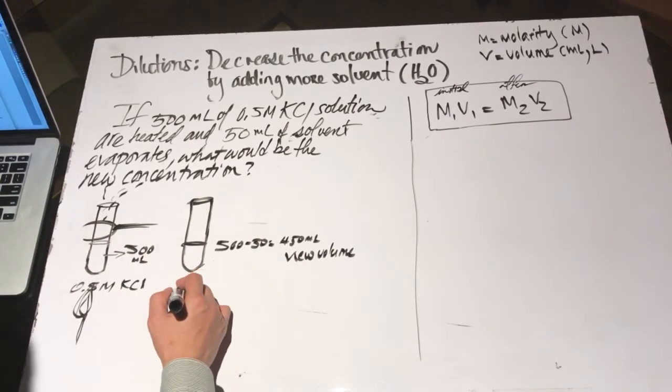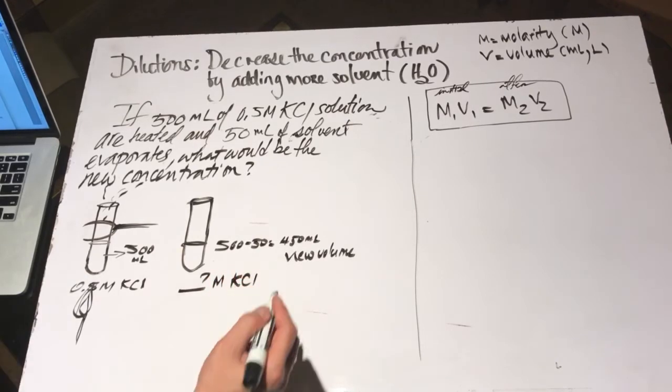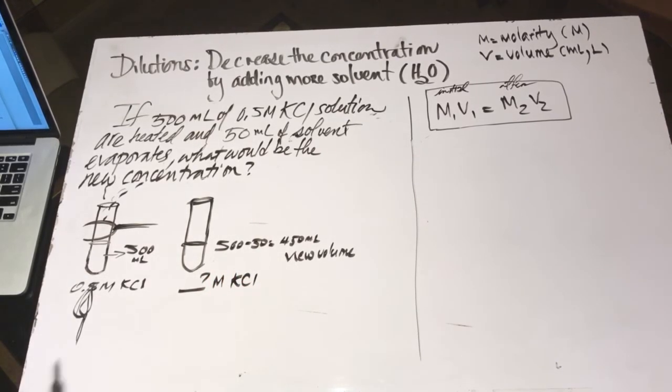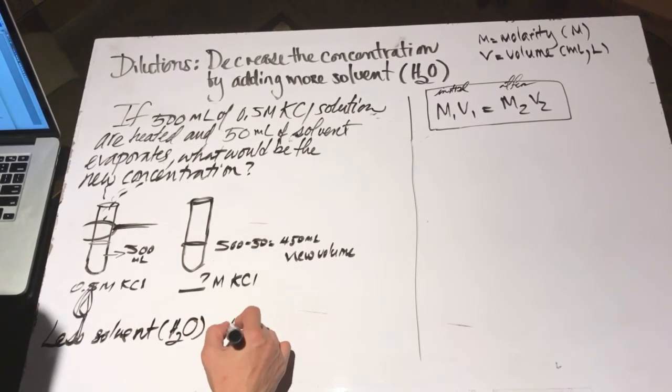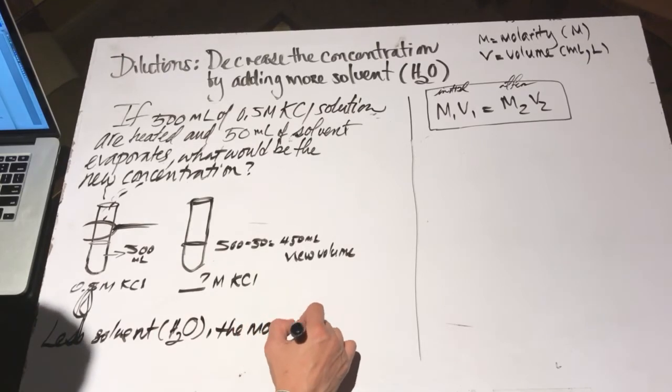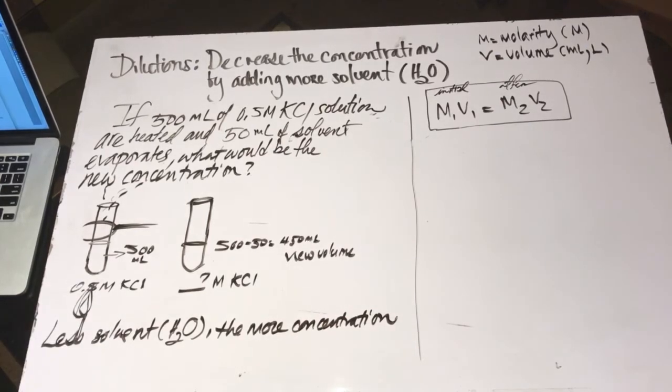Your task is to figure out the new concentration. You have to understand that there is technically less solvent, which is water, so the concentration will be higher. We're going to prove that, to see whether, if you have less solvent, your new concentration will be more.